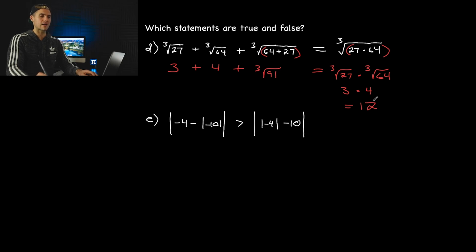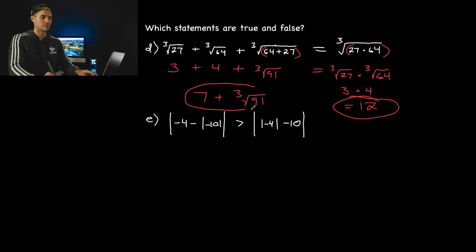So this right side is going to simplify to 12, which is a rational number, versus this left side, it's going to simplify to 7 plus this irrational number, third root of 91, right? And so we know that these here, they are not equivalent, okay? So this statement here is going to be false.